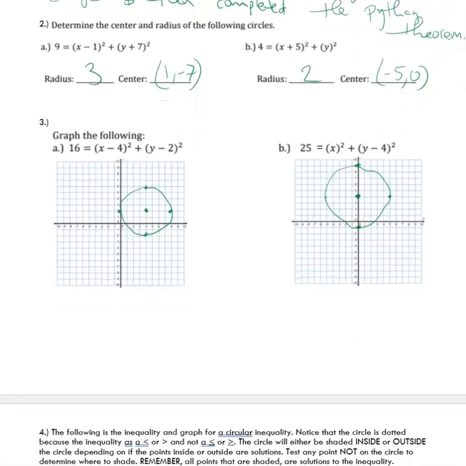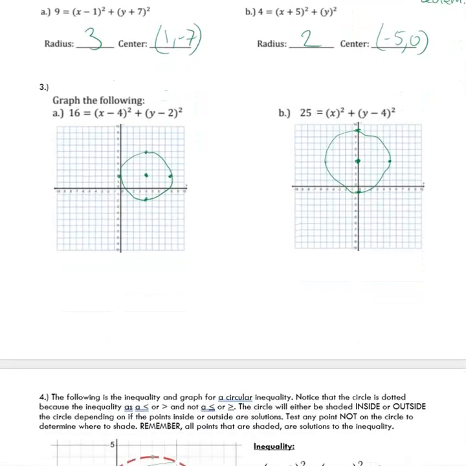On the next one, you can go to the center, which is at 4, 2, and then go up 4, down 4, left 4, right 4, and then make a circle with those points. There's a bunch of other points you can put on, but the easiest ones are up, down, left, right. The next one is a center of 0, 4, so you go up 4, and then you go up 5, down 5, left, right 5, and make a circle.